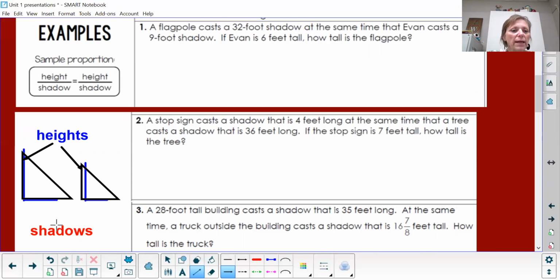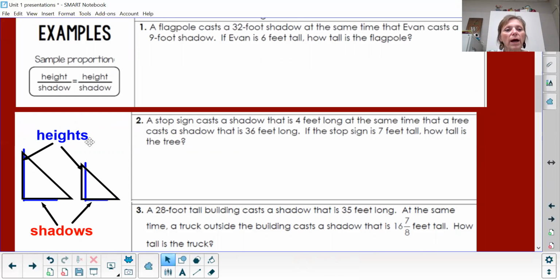And then the shadows are going to be at the bottom, because shadows can be on a wall, but they're mostly on the ground if something is freestanding. So draw this picture, write the word heights, draw two triangles that are similar. The blue is not what I'm after, it's actually the black. And then write the word shadows, and that refers to the bottom. All these structures are freestanding, so the shadows are all on the ground. It's not like someone's up against a building with their shadow on the building. Okay, so let's go to the first problem.